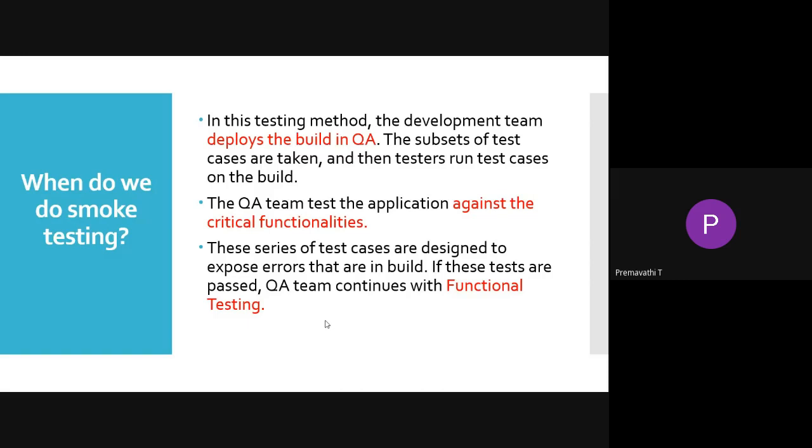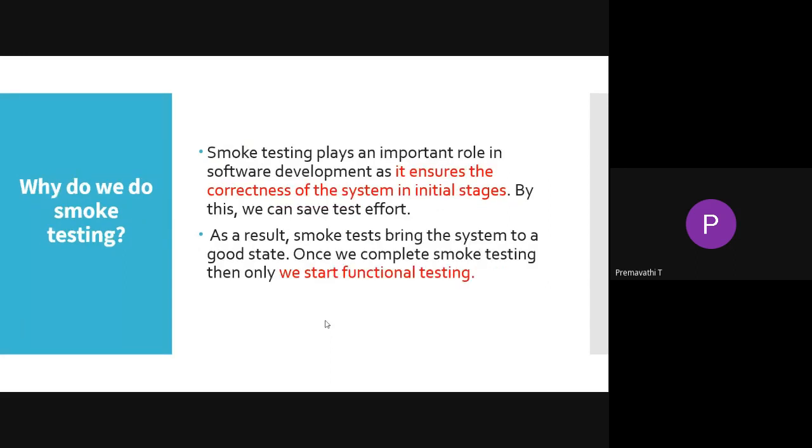That is, it is a series of test cases. It was designed and built for all those errors, then it will go for the QA team. If the QA team gives the approval, then it will go for the functional testing. Otherwise, it will go back to the developer side.